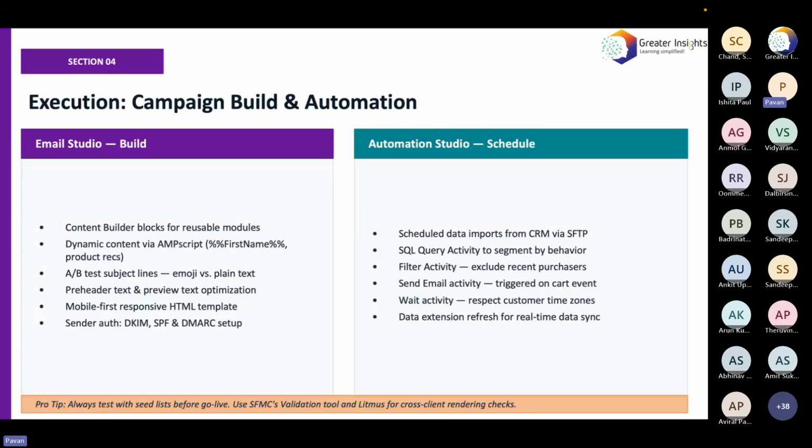And then the send email activity, triggered on a cart event. What is a cart event? An event could be anything, right? I mean, if items are there in your cart for more than 5 days, that becomes an event. You send an email, hey, here is a reminder for your cart, right? Now this next point is very important: wait activity.